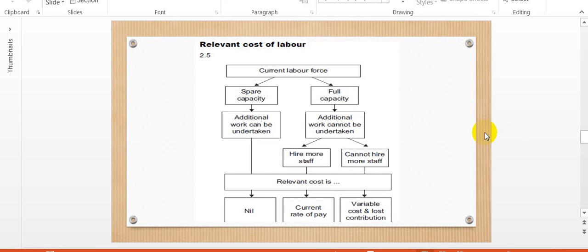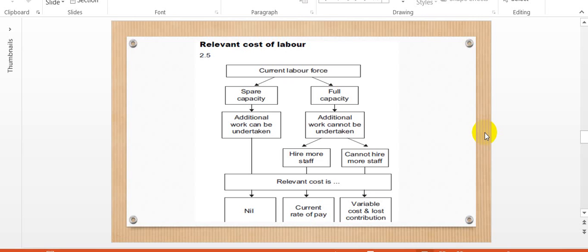Next we move to the relevant cost of labor. With labor, you ask yourself one of two questions. Is the current labor force working at full capacity, or does it have spare capacity? If it has spare capacity, then additional work can be undertaken, hence the relevant cost will be nil. Because if additional work is not undertaken, the staff will simply sit idle and yet they will be paid.